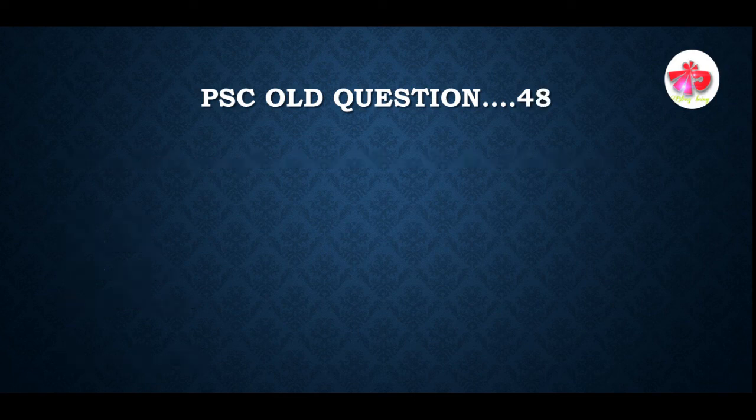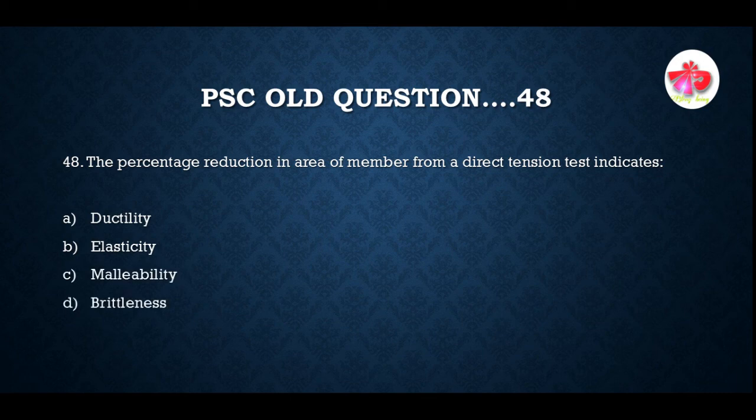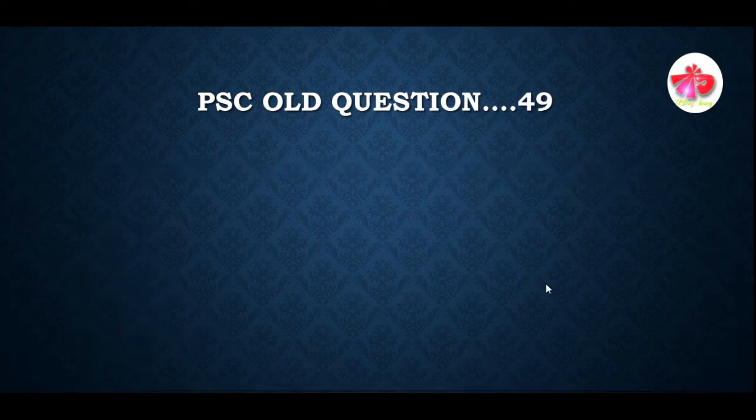Question number 48. The percentage reduction in area of a member from a direct tensile test indicates: option A, ductility; option B, elasticity; option C, malleability; option D, brittleness. So friends, the percentage reduction in area of a member from a direct tensile test indicates option A, that is ductility.